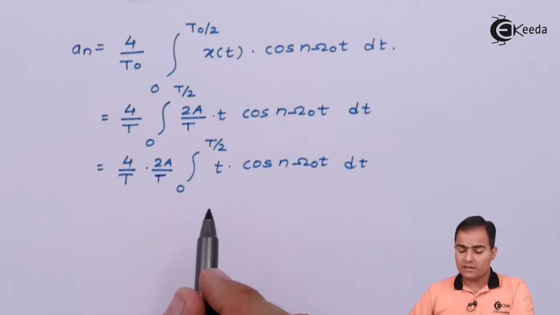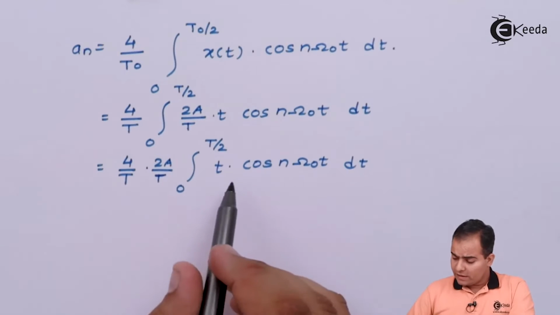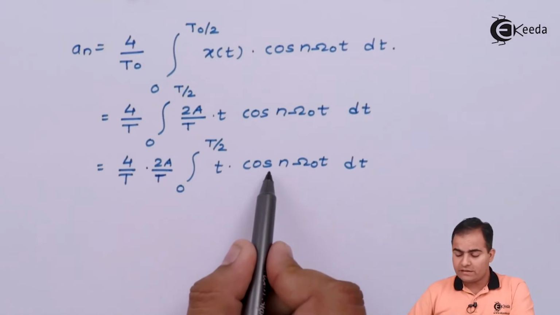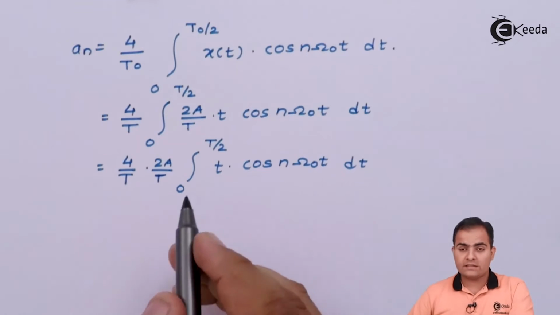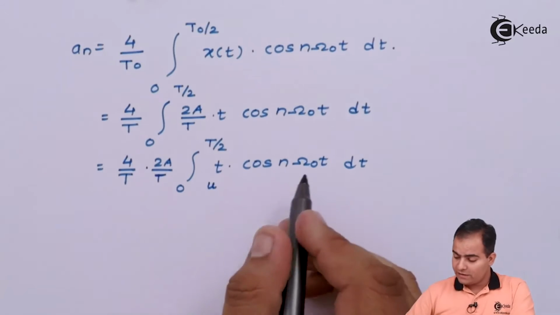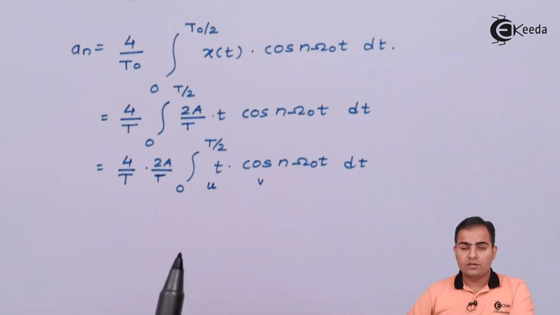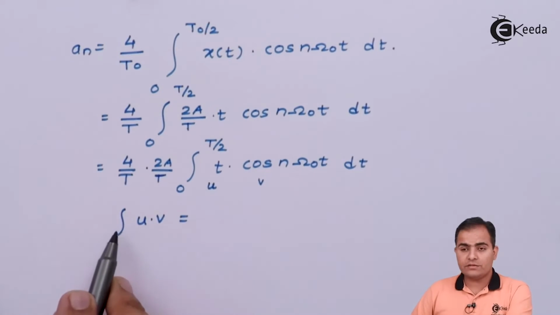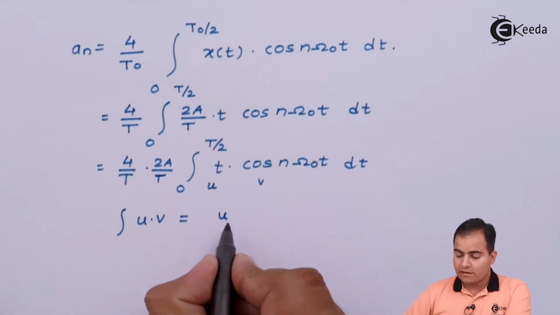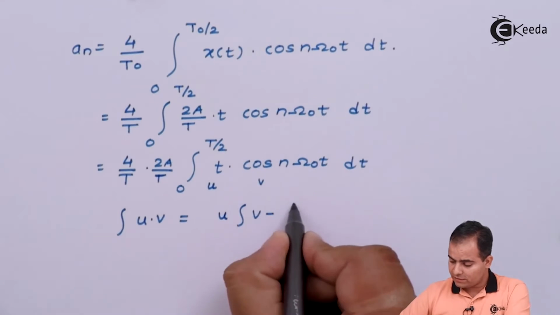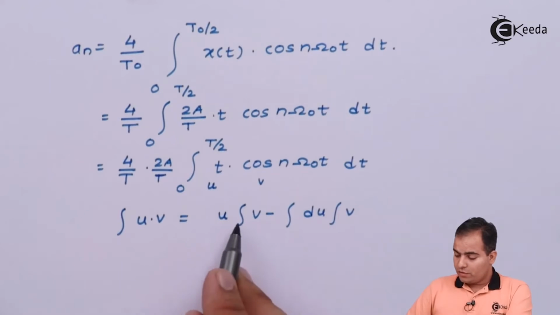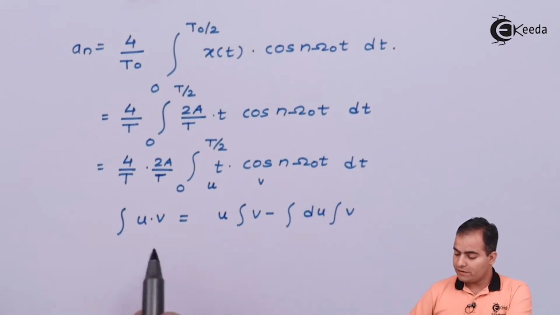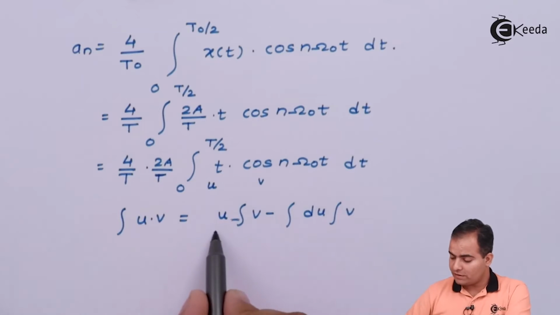Basically, we have studied one formula, that is integration of u into v. In this case, we will use the ILATE form. In ILATE, A stands for algebraic and T stands for trigonometric. So this t is nothing but my u, and this trigonometric function is nothing but my v. So according to ILATE, or we can say according to integration of u into v, we can write this formula: u integration of v minus integration of derivative of u integration of v. Now we will substitute all my u and v formula in this part.